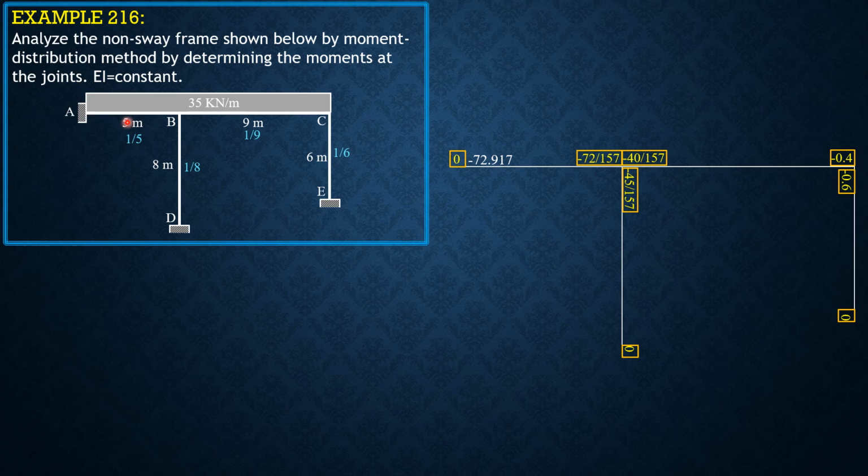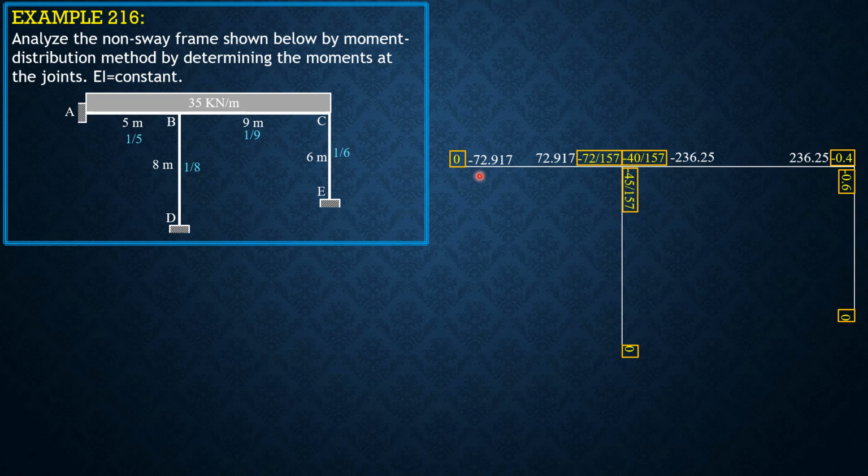The fixed moment here is negative 35 times 5 squared over 12, so negative 72.917. By symmetry here, it's positive 72.917. For BC, fixed moment, negative 35 times 9 squared over 12. So it is negative 236.25. For CB, it's positive 236.25. And for the rest of the members, 0.